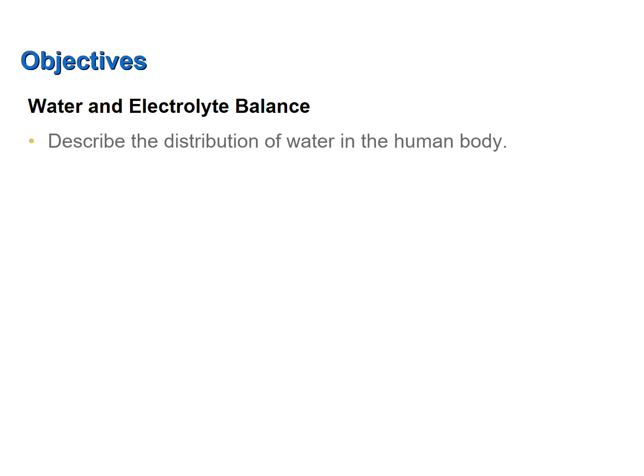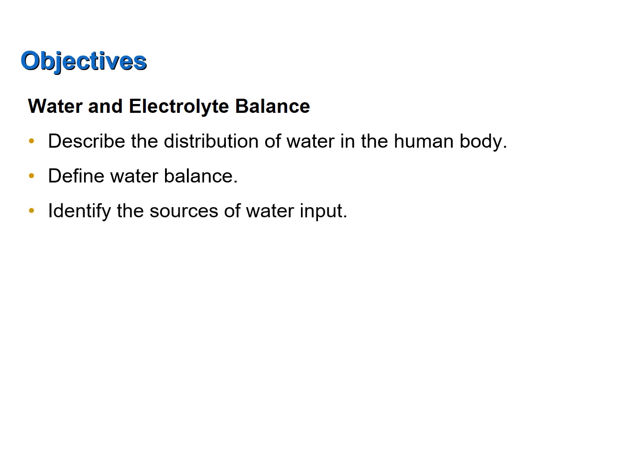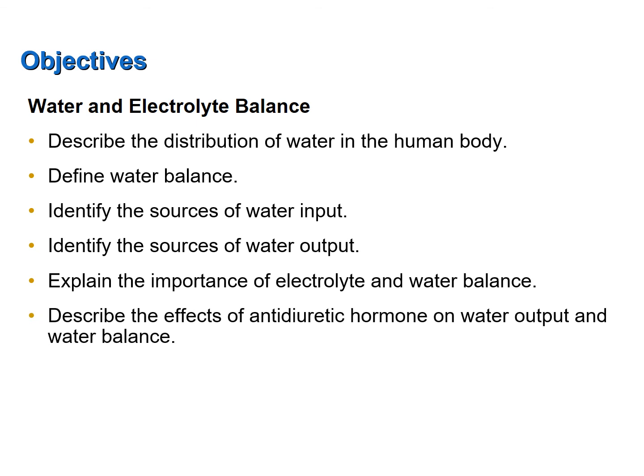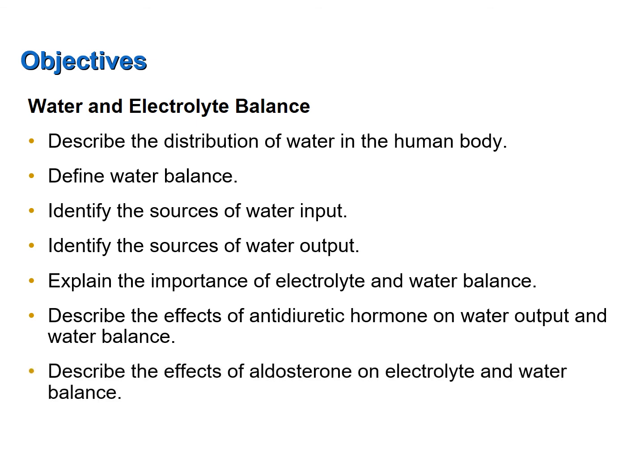Now let's review the objectives of this screencast. Describe the distribution of water in the human body. Define water balance. Identify the sources of water input. Identify the sources of water output. Explain the importance of electrolyte and water balance. Describe the effects of antidiuretic hormone on water output and water balance. Describe the effects of aldosterone on electrolyte and water balance.